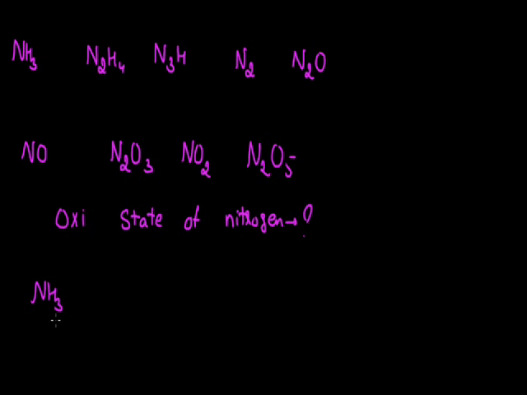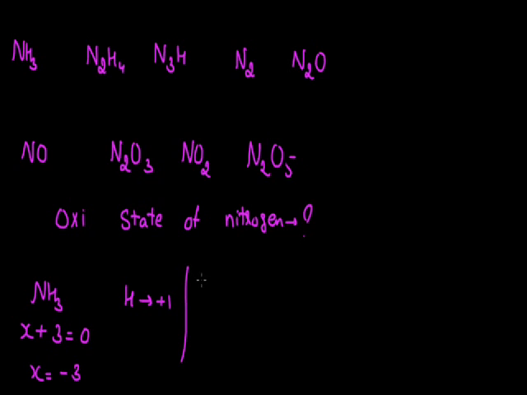Here hydrogen, being higher priority, will have the oxidation state +1. The oxidation state of nitrogen will depend on the hydrogen. We are taking the value x. x plus 3 equals 0. So here the oxidation state of nitrogen is -3.